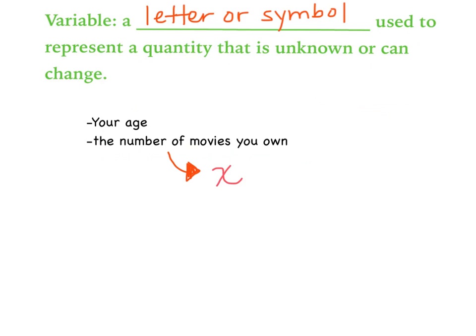And then let's say that's the number of movies you own, and then I say, well, I always am going to have 2 more than you. So I could write, here's how many you own plus 2. So that X there, it's unknown or it can change.